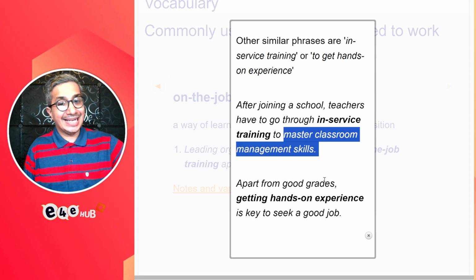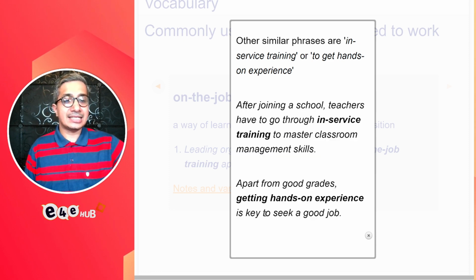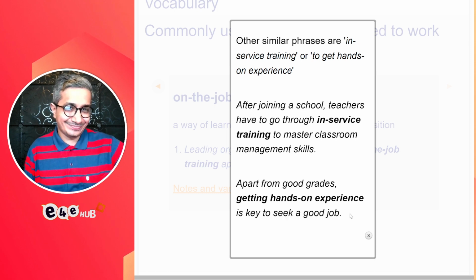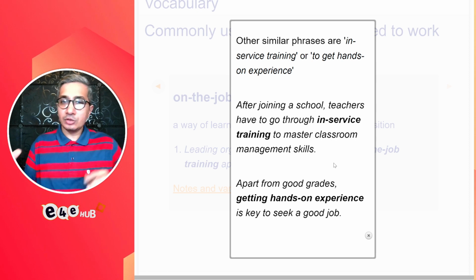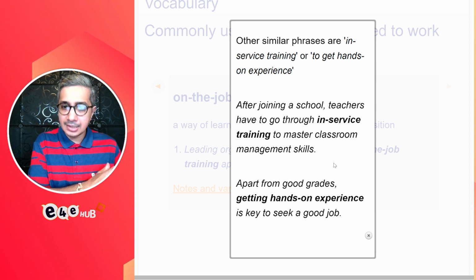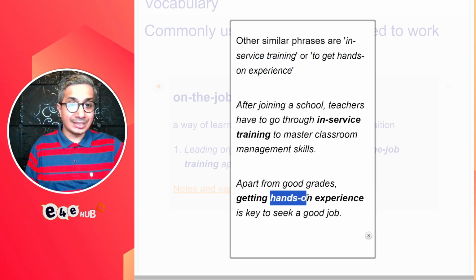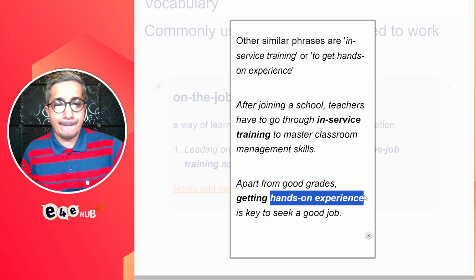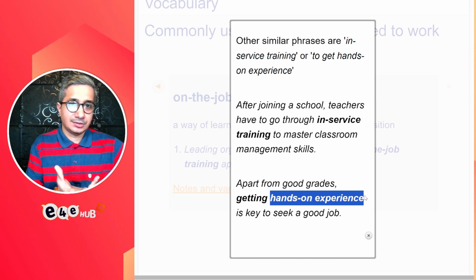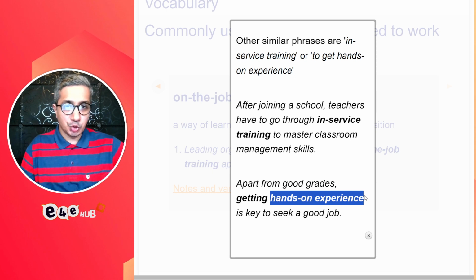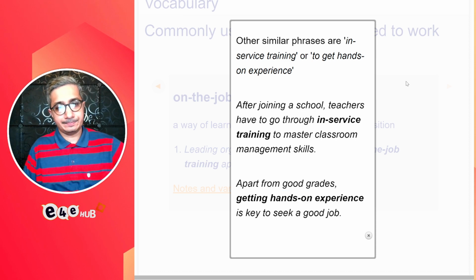Apart from good grades, means good marks, getting hands-on experience is key to seek a good job. People who give senior position jobs, they will look for good academic performance and experience both. And that is hands-on experience. Whatever you have achieved, okay, milestones, accomplishments, hands-on experience in a certain job.